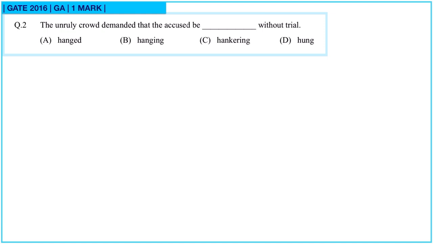Question 2. The unruly crowd demanded that the accused be dash without trial. Here be is used, after that third form of verb has to be used. So option A is correct, hanged.